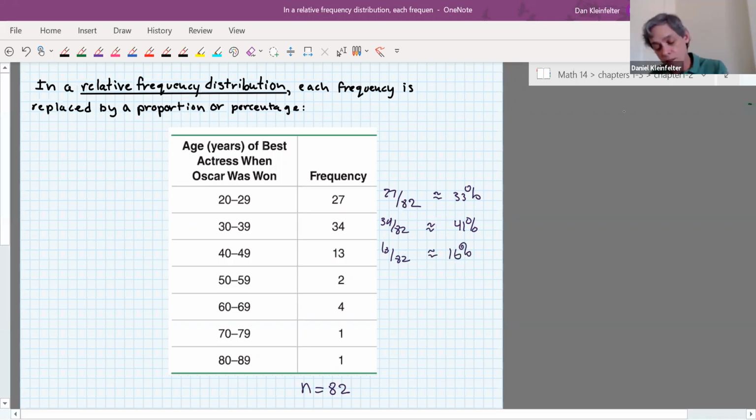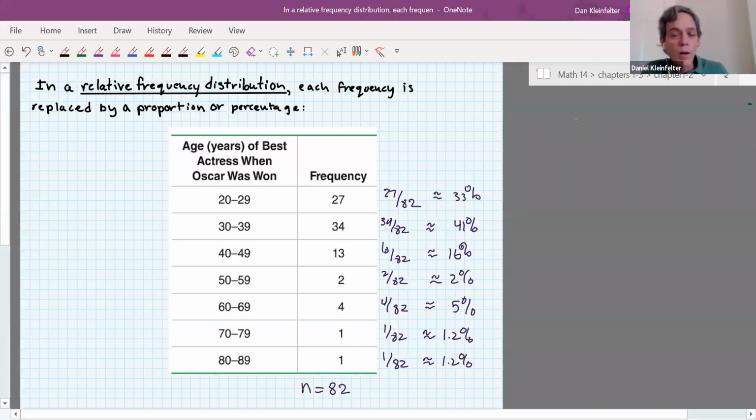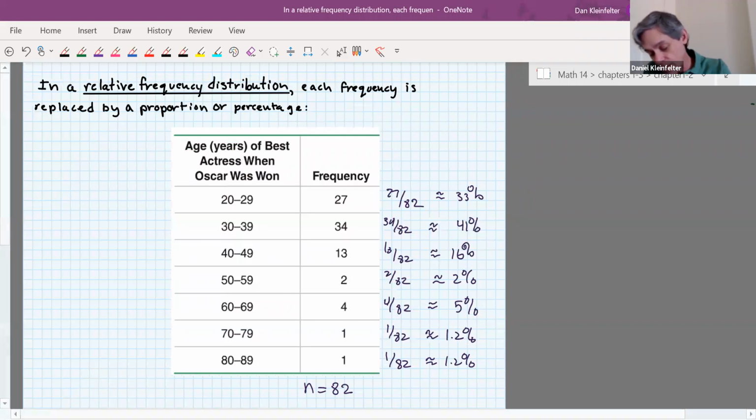Let me go ahead and do these others. All right, so I figured out the rest of the relative frequencies. Having relative frequencies is helpful because it makes it really easy to tell at a glance what proportion or share of a set of data values belongs to a certain class. So you can tell right away that almost half are in class 2. Instead of having to think about what 34 out of 82 is, we can just say it's 41%. So that is a relative frequency distribution.